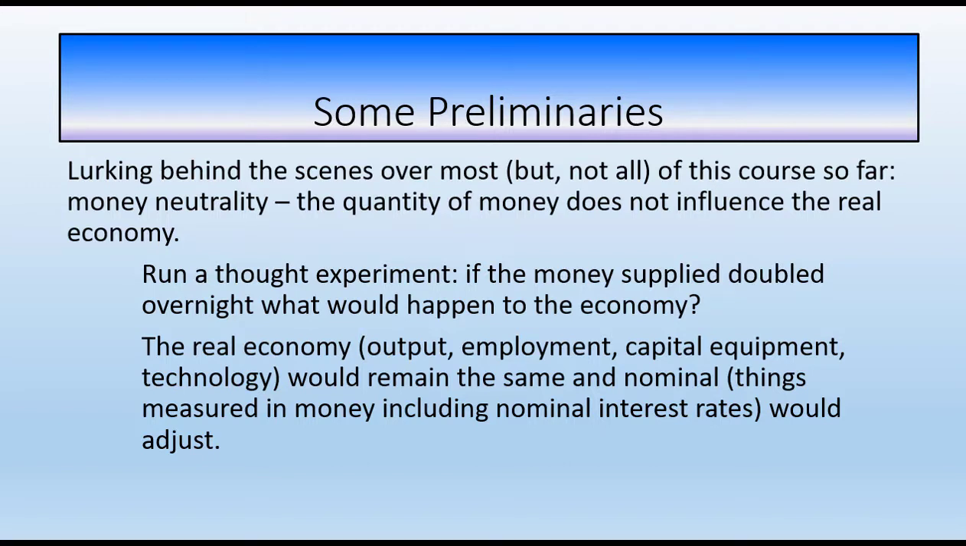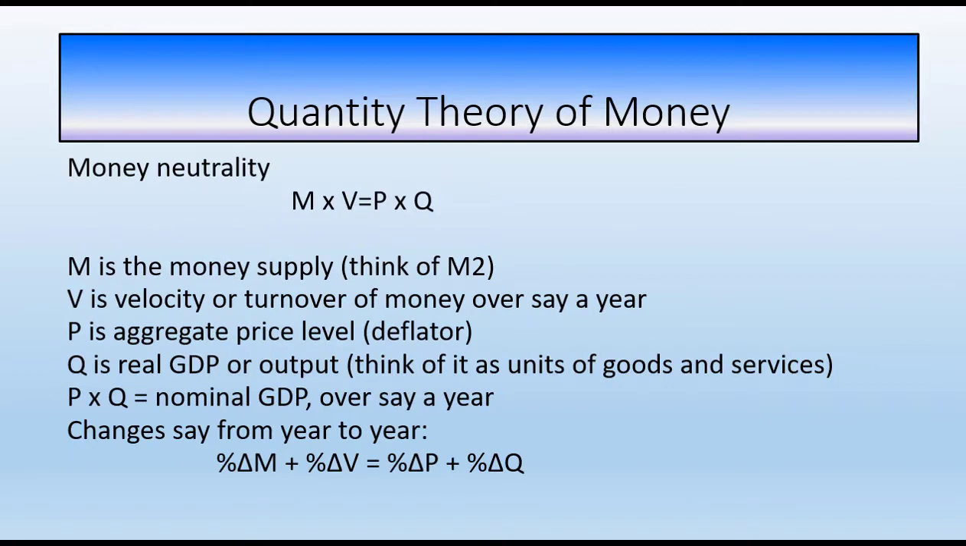Now, let's get a little deeper into that idea through the concept of the quantity of money. And we actually have an equation with this, the quantity of money. And I can demonstrate money neutrality from this equation. So the equation is M times V equals P times Q. Now, this is the quantity theory of money equation, and I'm using it to demonstrate money neutrality.